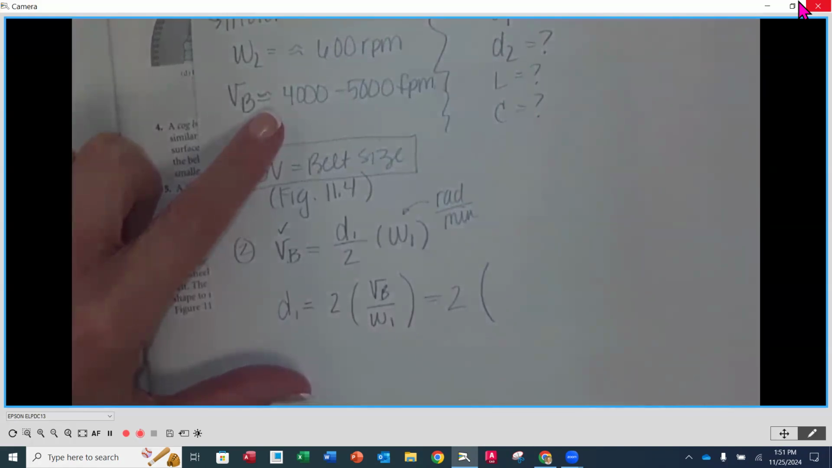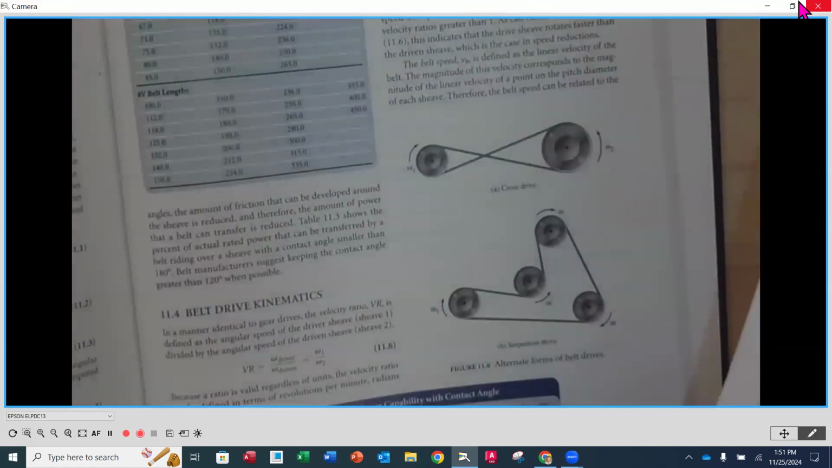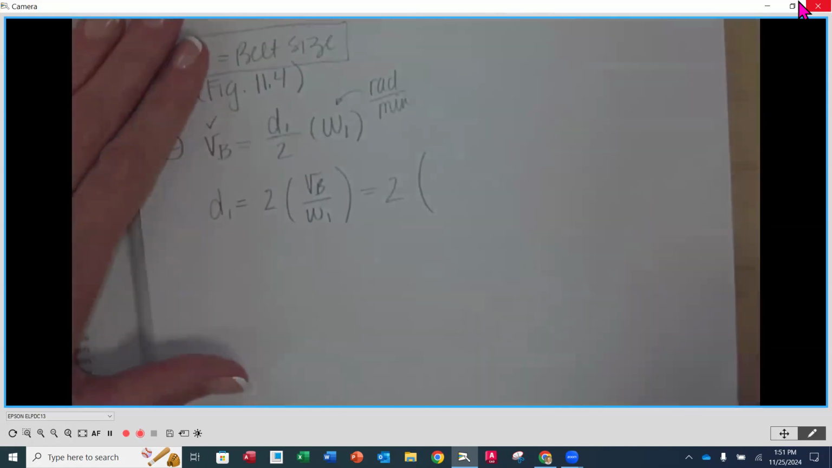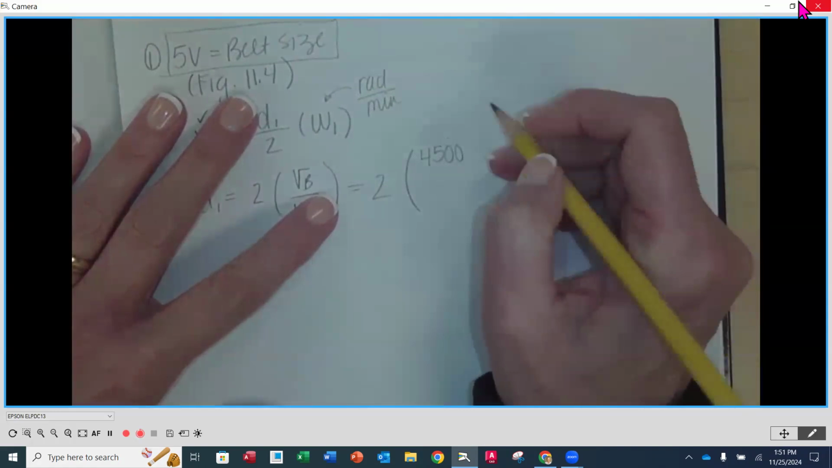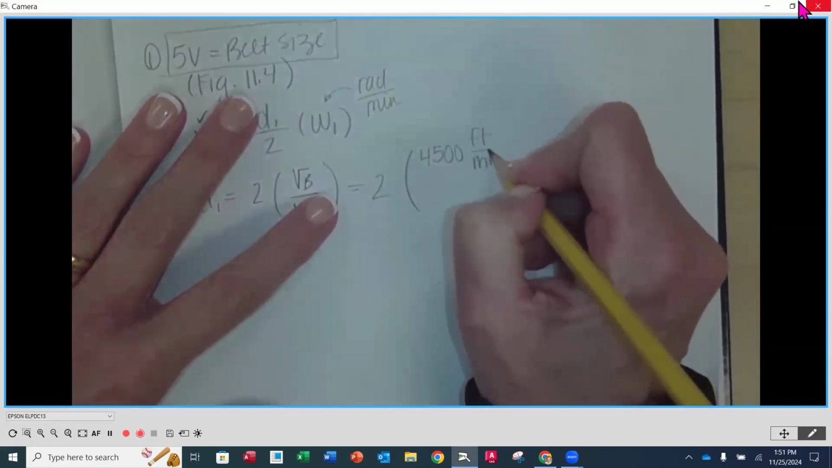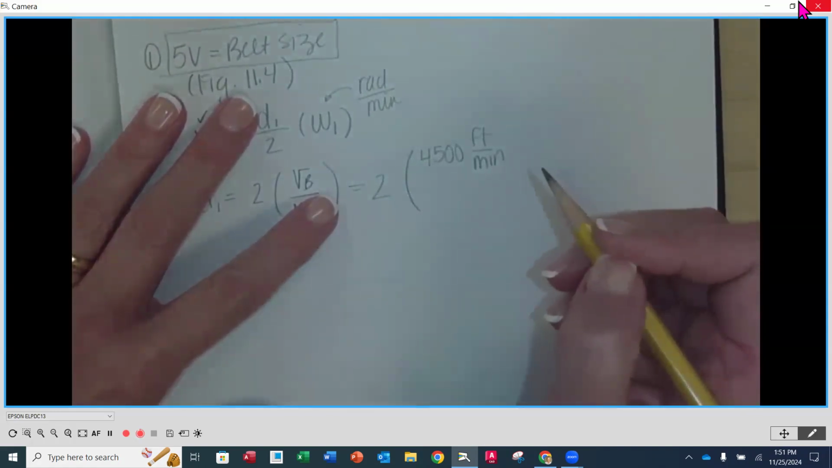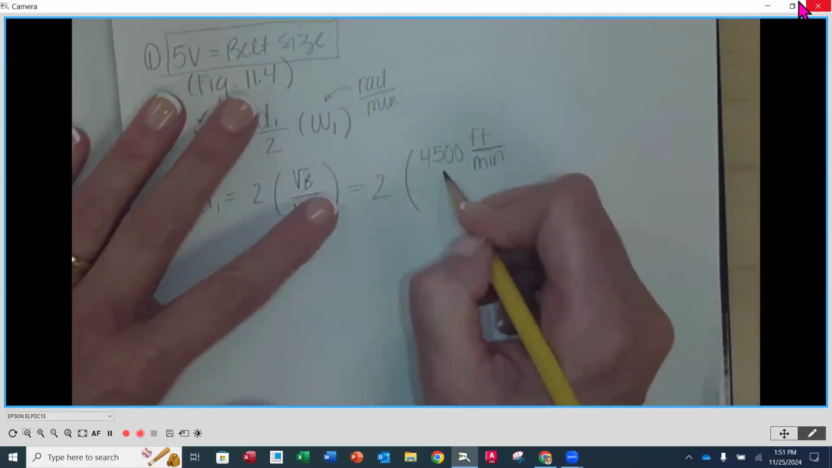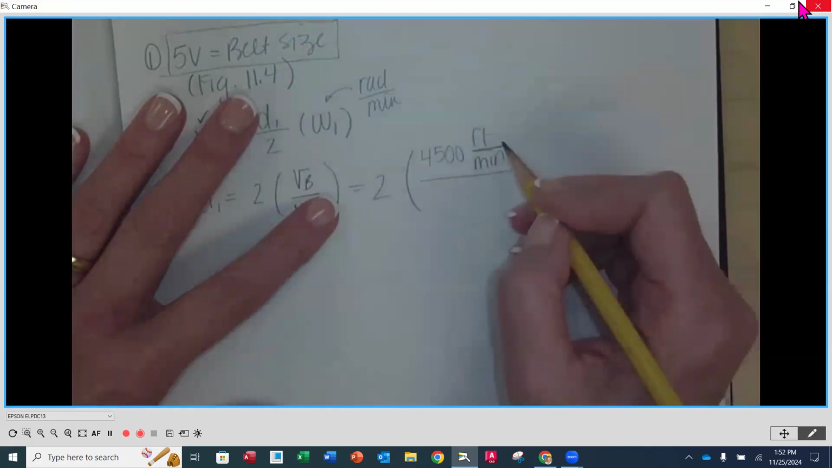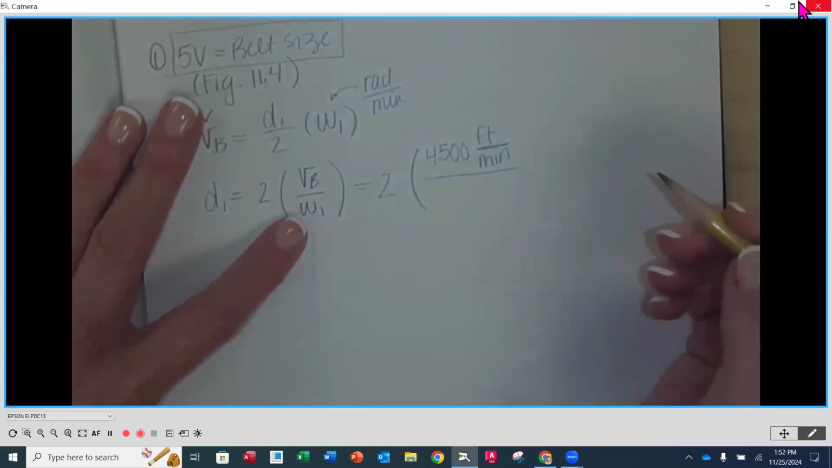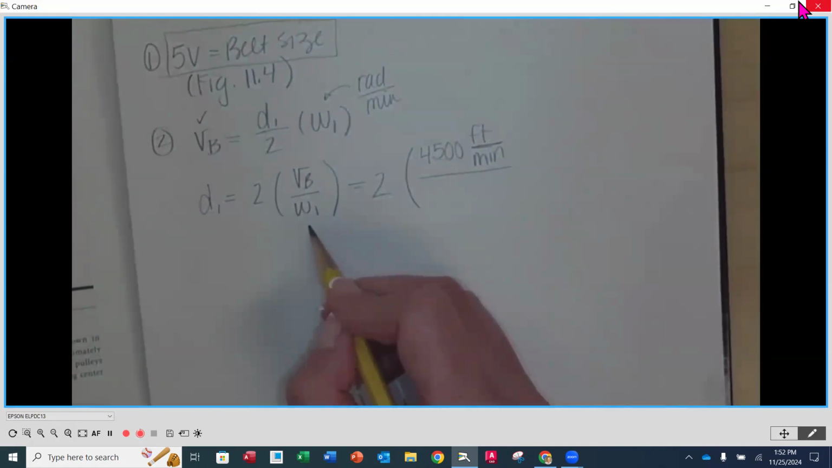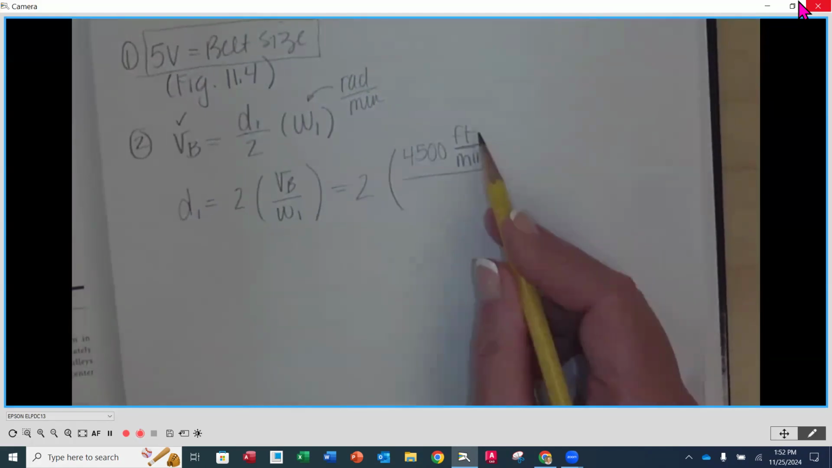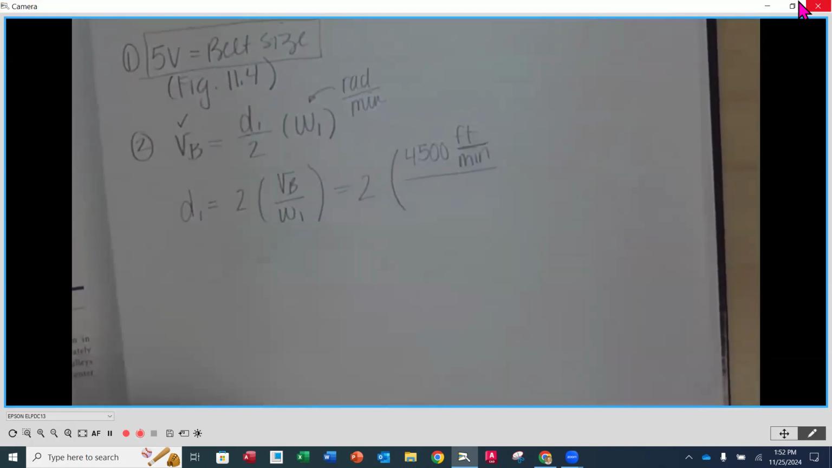In the book, I believe they did 4,500. Yes, they're using 4,500 feet per minute. So we'll use their numbers to start out with, 4,500 feet per minute. Do not use the slash. We want to go up, top, bottom for our units, feet per minute. Divided by, now we have our W1. Remember, in this equation, we need to be in radians per minute, okay? Because we have feet per minute on top, we want to be in radians per minute on the bottom.